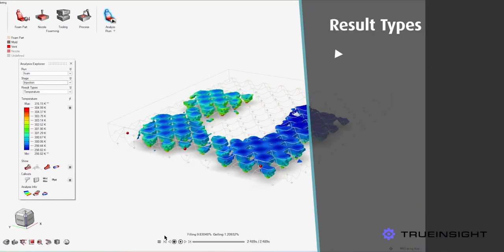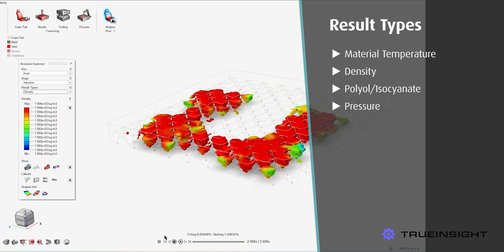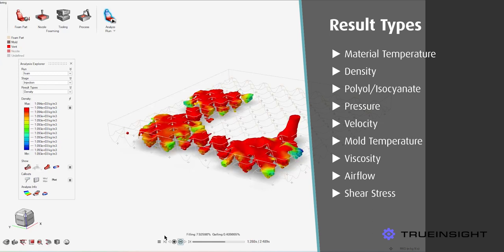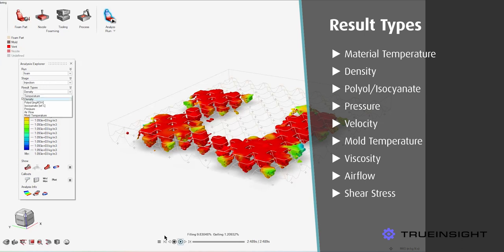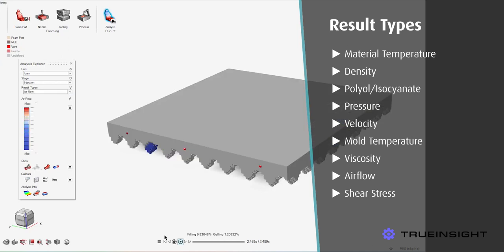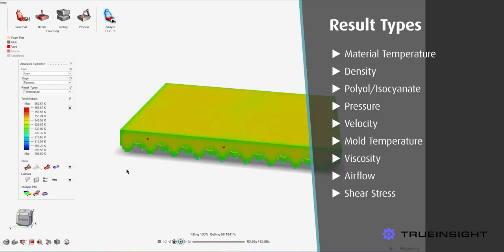Now, if you select one of the phases, you have quite a few options for the results you're going to get. You can choose material temperature, which allows you to review the temperature evolution during the different phases. You can look at the density of the material throughout the different phases. Then you can look at the polyol and the isocyanate, which are the 2 different compounds that go into making the foam expand. Then you can review the impact of pressure on your material. You can look at velocity, which helps you understand turbulences that might cause defects. Then you can also look at the mold temperature, just to make sure it's not getting too hot, which can cause the mold to degrade over time.